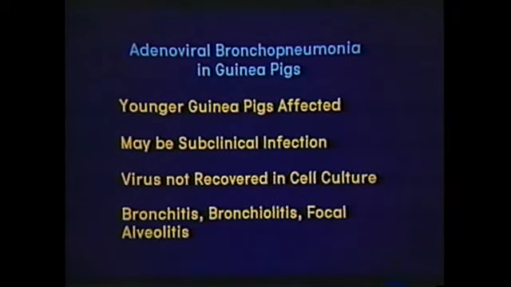So adenoviral bronchopneumonia in guinea pigs, usually younger animals are involved, may well be a subclinical infection, and to date virus has not been recovered in cell culture, although the disease has been transmitted from one animal to another using susceptible young guinea pigs. And bronchitis, bronchiolitis, and focal alveolitis and the characteristic intranuclear inclusion bodies are the diagnostic features of adenovirus bronchopneumonia.